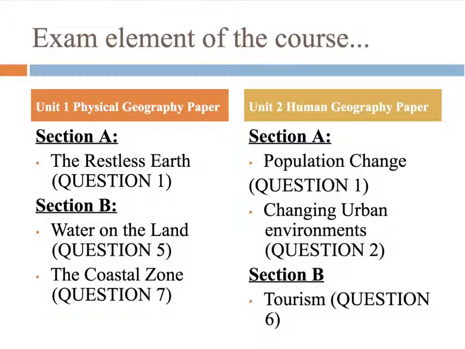In Unit 2, similarly to Unit 1, there are 3 questions that they must answer. We have taught them population change, which is question 1, changing urban environments, which is question 2, and section B, which is tourism, question 6. This does not mean they're answering one 4-mark question. Each of these question sections, so 1, 5, 7, 1, 2, 6, are worth 25 marks each.